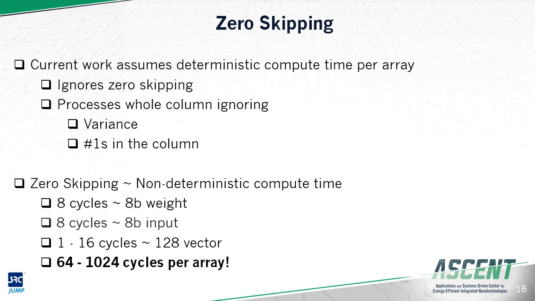So in review, current work assumes deterministic compute time per array, as discussed earlier in this presentation. This ignores zero-skipping or processes a whole column at once, ignoring variance and the number of rows in the column, to create a deterministic compute time. Using zero-skipping creates a non-deterministic compute time at each array, which is dependent on the input data. If we assume 8 cycles per input, 8 cycles per wait, and 1 to 16 cycles for the 128 rows, then zero-skipping can perform the 128 by 16 matrix multiplication in 64 to 124 cycles. Therefore, there is no reason not to use zero-skipping, since it only improves the performance of each array.